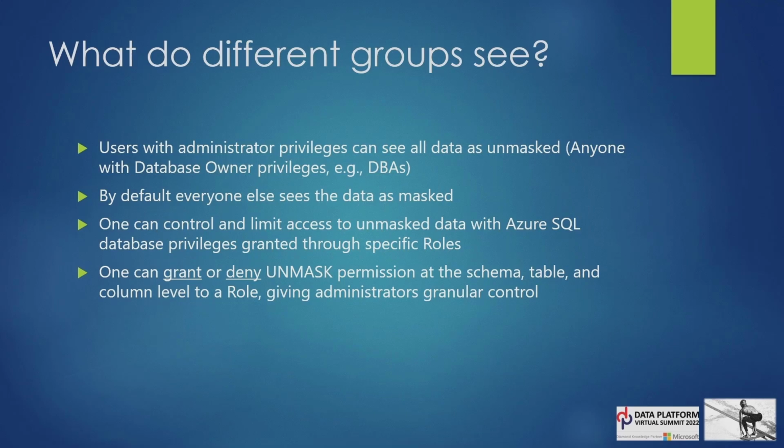One can control and limit access to unmasked data with Azure SQL database privileges granted to specific roles. And one also has granular level control to deny or grant unmasked permissions at the schema level, table level, or column level to a role, giving administrators granular control.